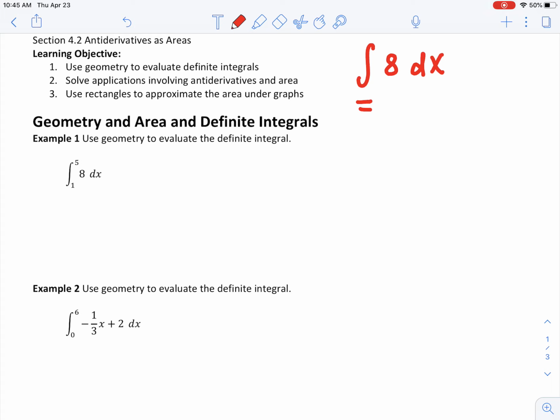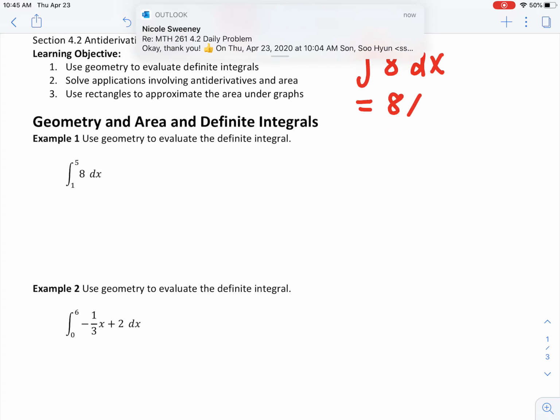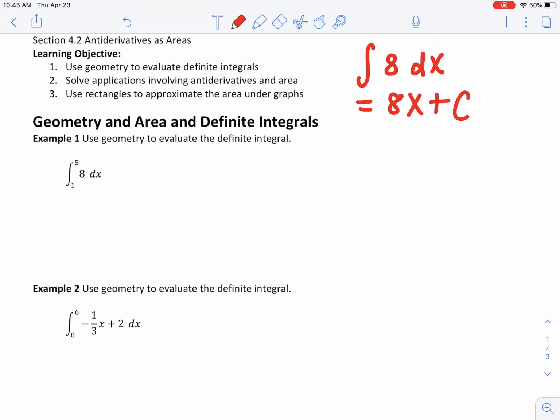Use geometry to evaluate the definite integral. Now, remember in 4.1, we worked with indefinite integrals, so something like this. If I gave you the integral of 8 dx, and then you found the antiderivative, that's going to be 8x plus C, right?